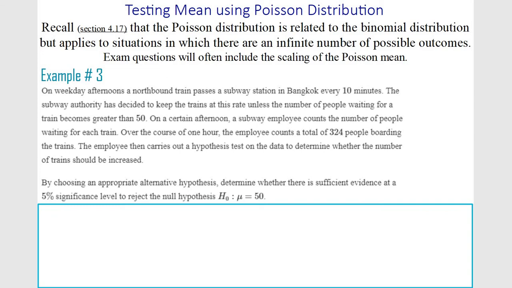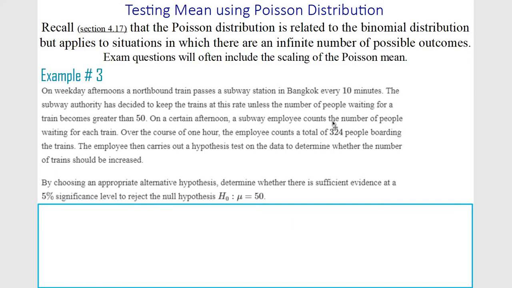So remember, that's a binomial distribution, so you're counting and there's an infinite number of possible outcomes, right? I can keep going on and on and on. So here, the train passes the station every 10 minutes. So we measure it in 1 hour and count 324 people. So we're expecting it to be greater than 50 for one 10-minute span, right? 50 people waiting for a train.